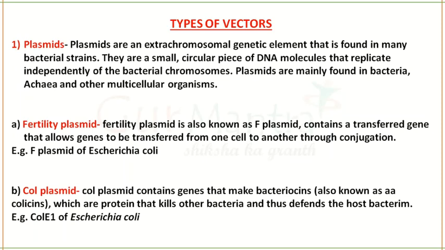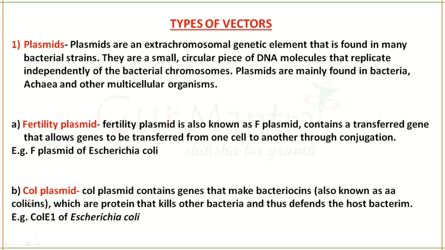Under plasmid itself, there are several kinds of classification. The first one is fertility plasmid, also known as F plasmid, and it contains genes useful for transfer from one cell to another. Genetic material is passed from one cell to another through conjugation, through the conjugation pilus. For example, the F plasmid of E. coli.